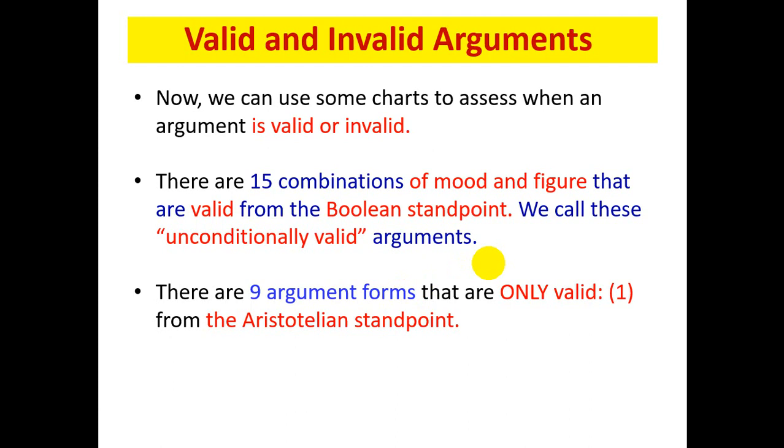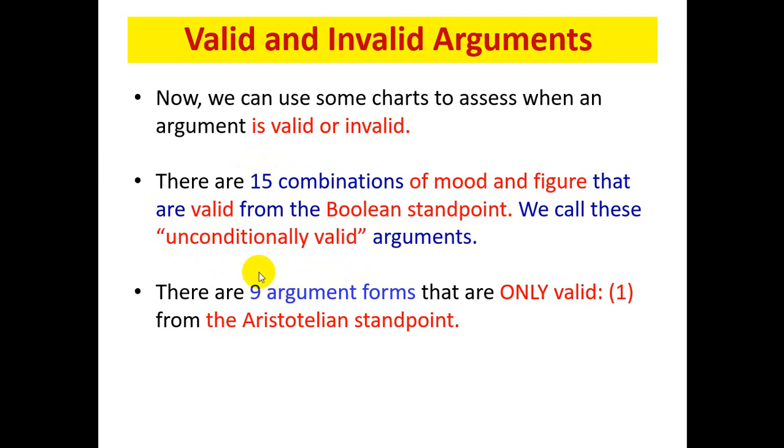Now we can use some charts to assess when an argument is invalid or valid. Usually we have 15 combinations of mode and figure that are valid from the Boolean standpoint. So we have 15 combinations of valid arguments from the Boolean standpoint. Boolean is related to George Boole. We call these unconditionally valid. So we have 15 unconditionally valid arguments.